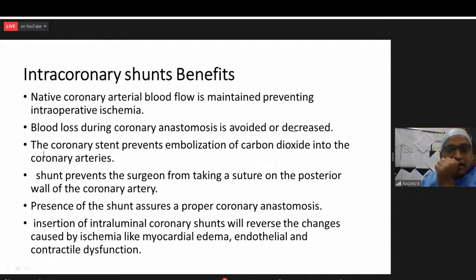embolization of either the carbon dioxide or the air, which we use during coronary anastomosis. The shunt prevents the surgeon from taking a suture on the posterior wall of the coronary artery. The presence of the shunt assures a proper coronary anastomosis, and insertion of these shunts will reverse the changes of ischemia, like myocardial edema, endothelial and contractile dysfunction.